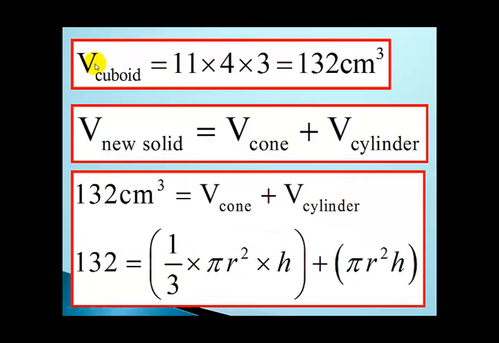Now, the volume of the cuboid is equal to 11 times 4 times 3, and we had 132 centimeters cube. And we are saying that the volume of the new solid is equal to the volume of the cone plus the volume of the cylinder. The volume of the new solid will be equal to the volume of the cuboid, assuming that all the molten metal was used to form the new solid. That means that none was wasted. So we have 132 centimeters cube is equal to the volume of the cone plus the volume of the cylinder.